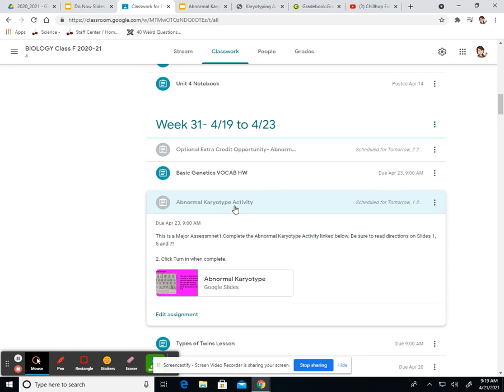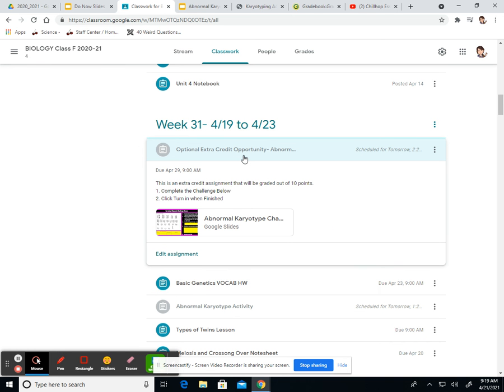It'll be due actually on Monday morning by 9 a.m., like all of our assignments in class. There is also an optional extra credit opportunity that we'll be posting towards the end of the period. And it's looking at an abnormal karyotype, and you can read through that. You have a week to get that done. It'll be graded out of 10 points. And again, it's optional extra credit.